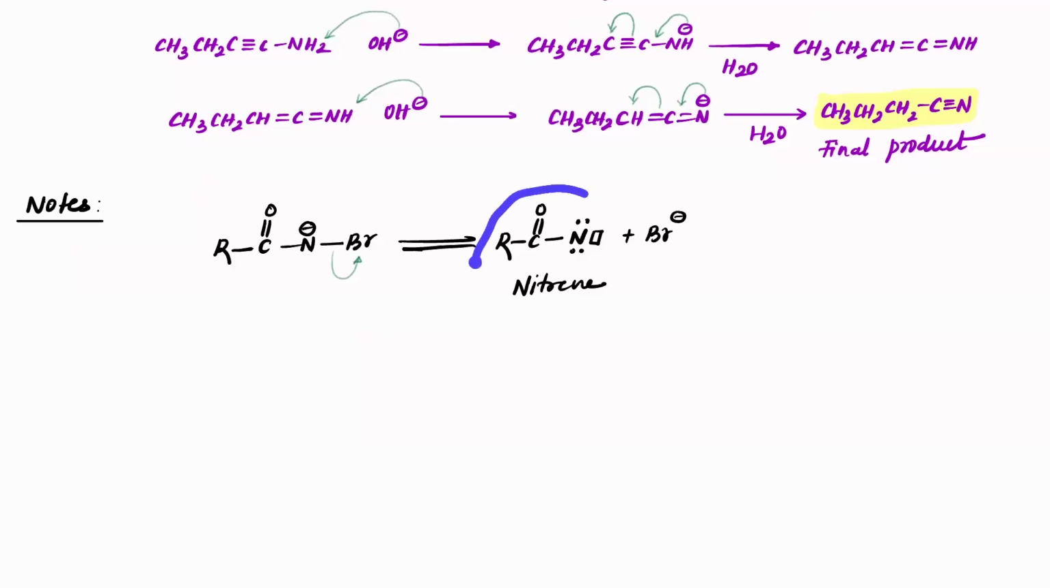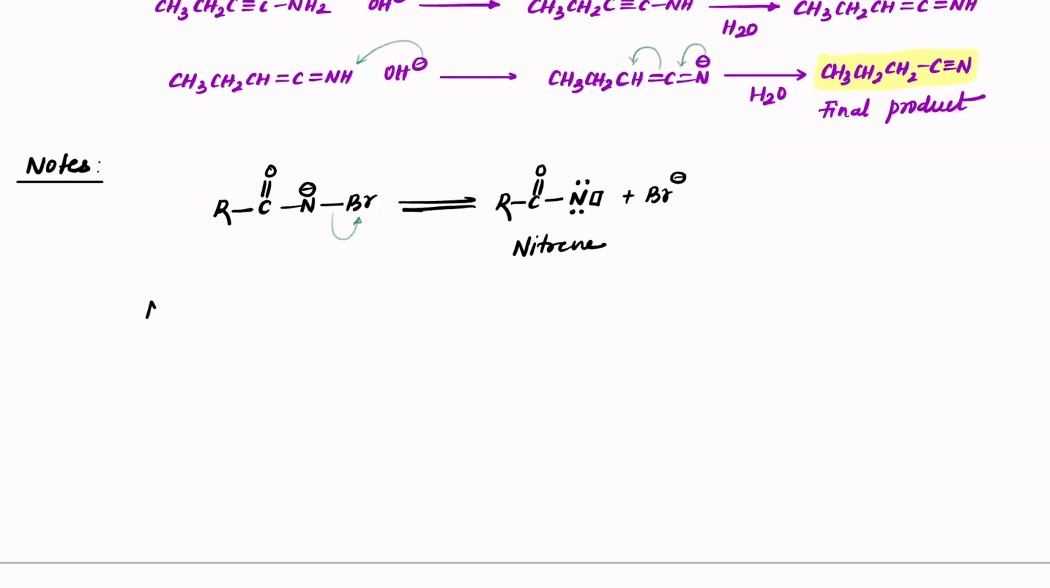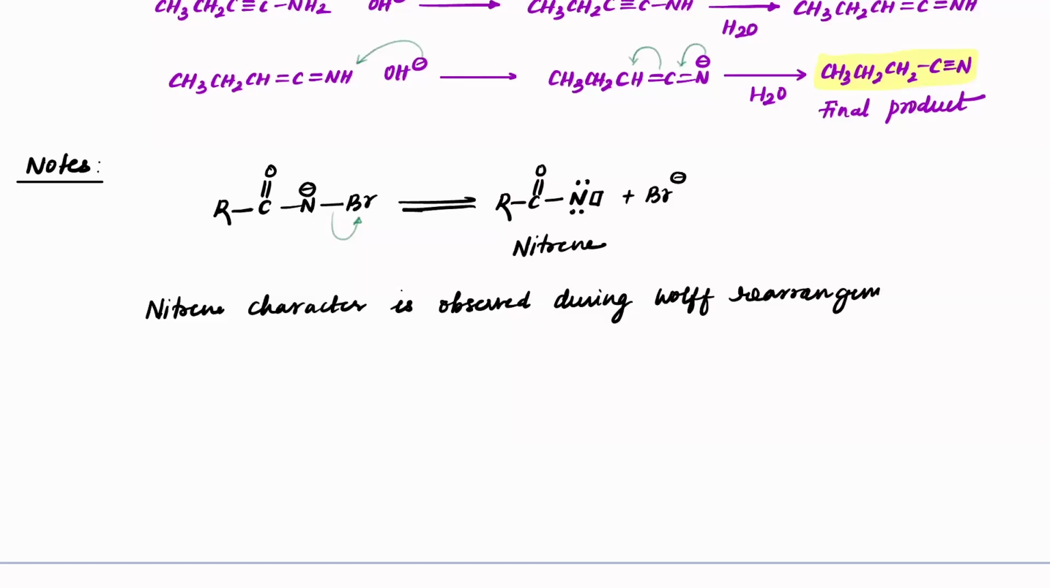But many reaction mechanisms and strong references suggest that there is no considerable amount of nitrene formed. So therefore, we say nitrene character is observed, but not complete nitrene formation. It is observed during Wolff rearrangement, but is not exactly nitrene separated out. Okay.